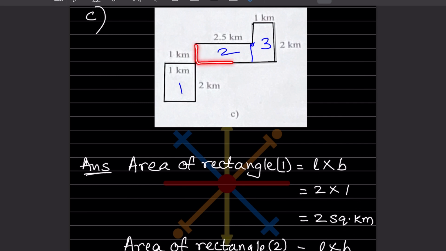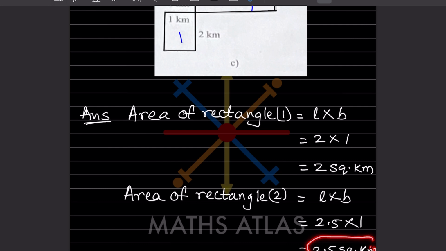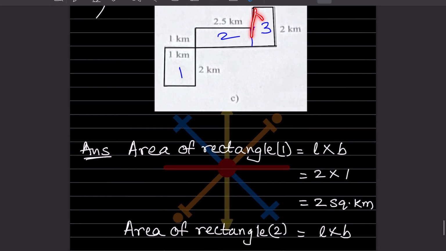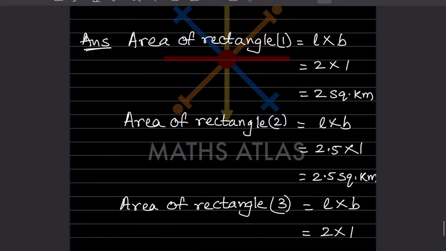Now we will take for this 2. This is also a rectangle. So what we can see here, this is 2.5 and this side is 1. So 2.5 into 1, that will be 2.5 square kilometer. And this is 3. This also is a rectangle. So the length is 2 and this is 1. So that will be 2 into 1, that is 2 square kilometer.